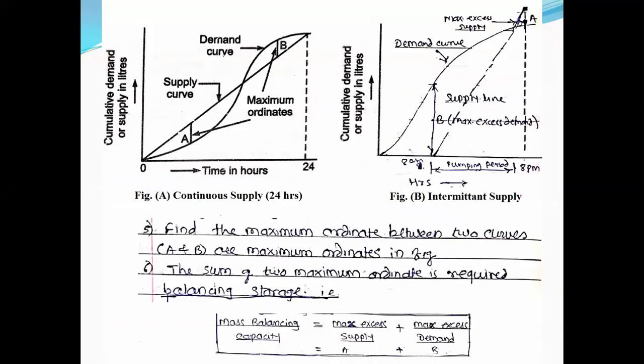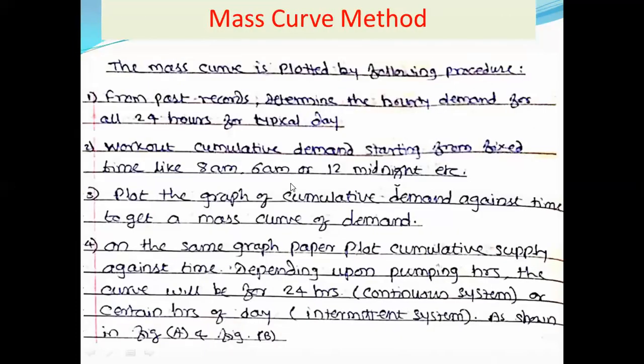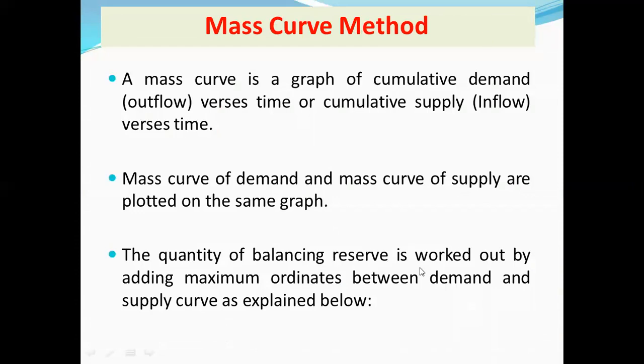So what is the meaning of mass curve? Let us repeat this once again. The mass curve method is the method which we use to find out the balancing storage of the distribution reservoir, in which we take two curves. What are the two curves? First curve is the cumulative demand versus time curve, and second curve is the cumulative supply versus time curve, and these two curves are plotted on the same graph.